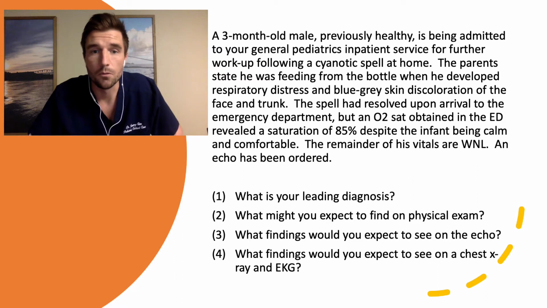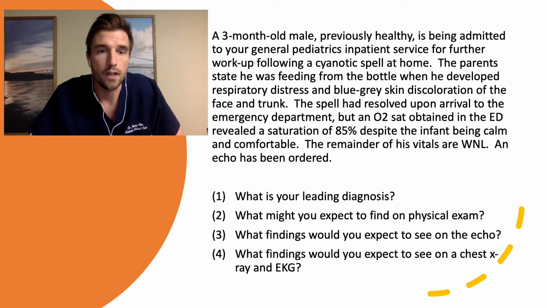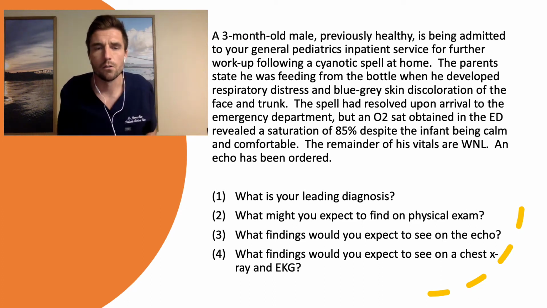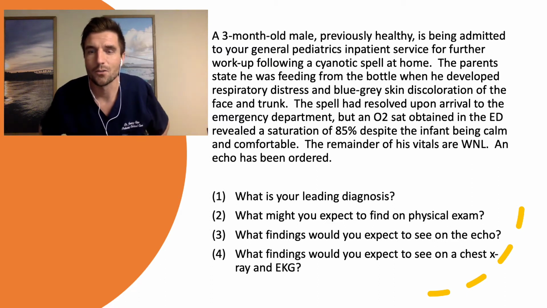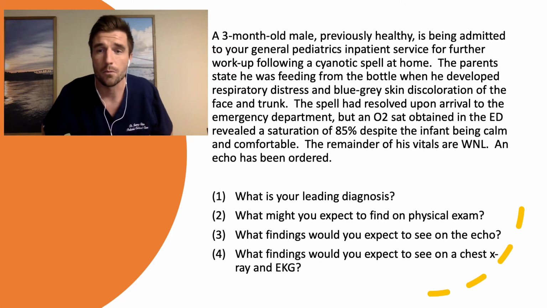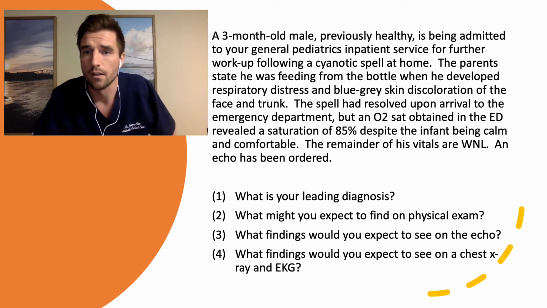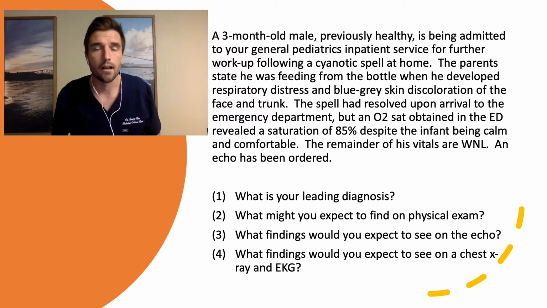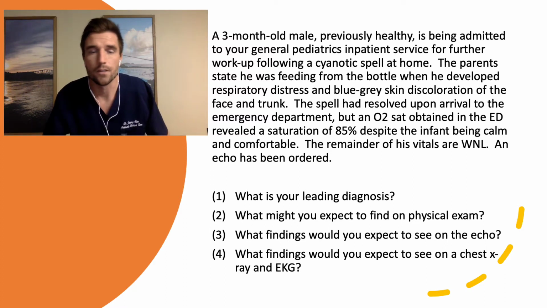The spell had resolved upon arrival to the ED, but an O2 sat obtained revealed saturations of 85%, despite the infant being calm and comfortable. The remainder of his vitals are within normal limits, and your team has ordered an echo. So question number 1 here, what is the leading diagnosis? I've already sort of given this away by telling you that the talk is about Tetralogy of Fallot, but hopefully based on the clinical vignette, you were able to come to the conclusion on your own that this is very likely a cyanotic congenital heart condition.